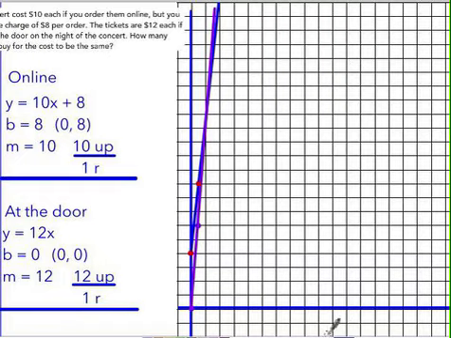Okay, now I've got to find the point of intersection. With these, you have to be very careful of where your point of intersection is. Wherever it intersects, that is your point.